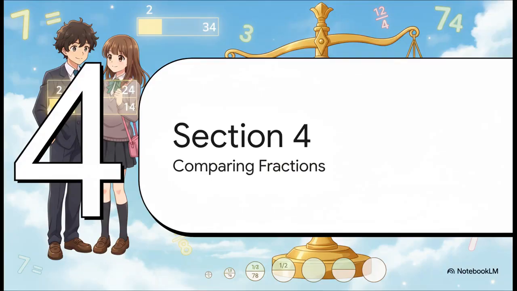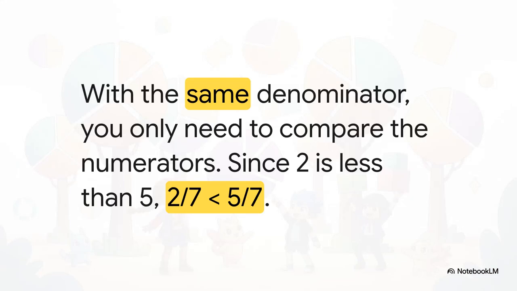Okay, so we know our way around fractions now. But how do we tell which one is bigger? That brings us to section 4, comparing fractions. Comparing like fractions is probably the easiest thing we'll do all day. Since the bottom number, the denominator, is the same, all you have to do is look at the top number. So if you're comparing 2/7 and 5/7, you're just asking, what's bigger, 2 slices or 5 slices? Yeah, 5 is bigger than 2, so 5/7 is the bigger fraction.